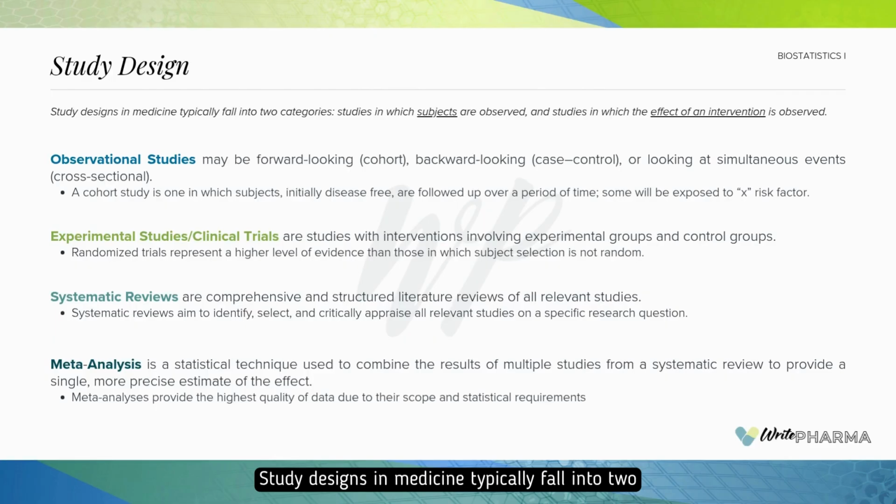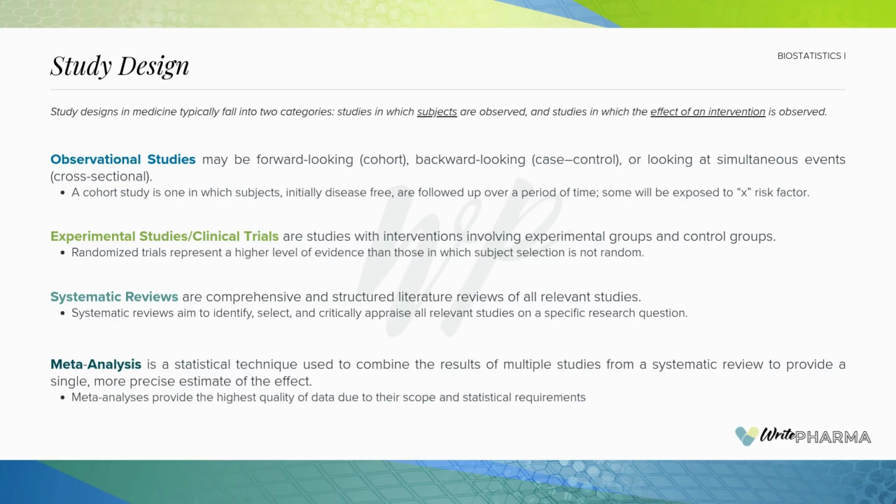Study designs in medicine typically fall into two categories: studies in which subjects are observed and studies in which the effect of an intervention is observed. Meta-analysis is a statistical technique used to combine the results of multiple studies from a systematic review to provide a single, more precise estimate of the effect. Meta-analyses provide the highest quality of data. This is due to their wide scope and significant statistical requirements.